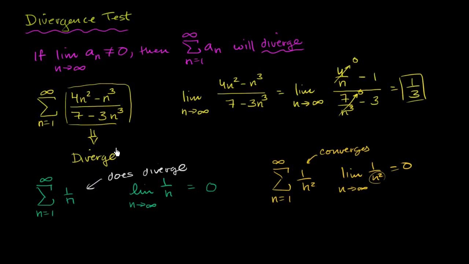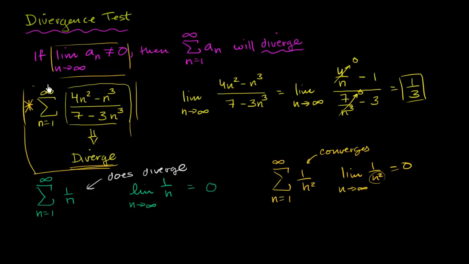Where the divergence test is useful is for the things that actually pass the divergence test. When you actually find that the limit as n approaches infinity of a sub n does not equal 0, like this case right over here, the divergence test helps us make the conclusion that this series definitely diverges.